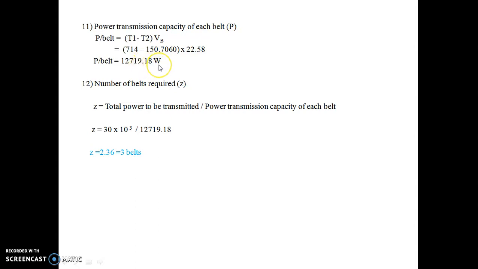12719.18 watt. So for number of belts required, we have the total power to be transmitted, that is 30 kilowatt, 30 into 10 raised to 3, and the power transmitted by each belt is 12719.18. So we can get the value of Z, that is 2.36, that is nothing but 3 belts.